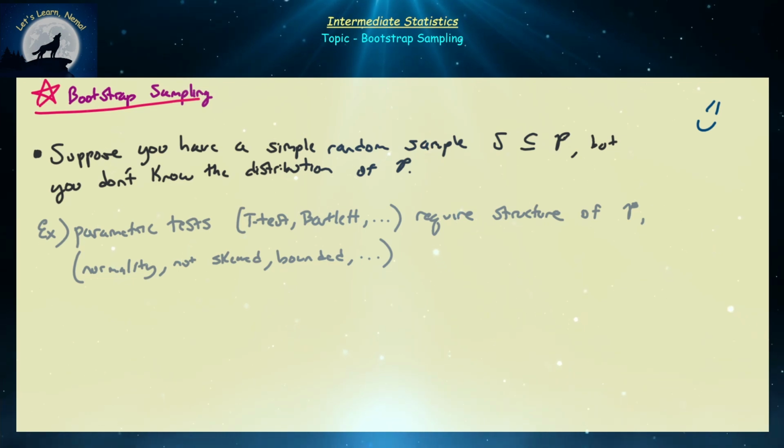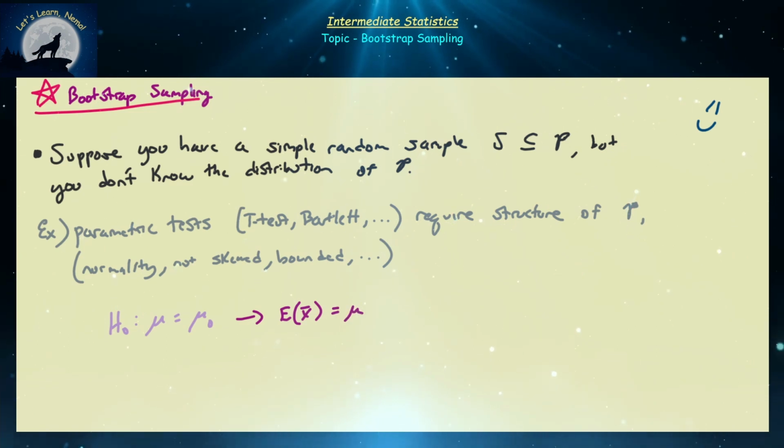Now, sometimes we can get away with not knowing the distribution of P. For example, let's assume that we're doing a hypothesis test on the mean of a particular population, because usually what we do to estimate the mean is we use the expected value of x bar, because x bar is an unbiased estimator of the mean. So we don't necessarily know the distribution that this mean is associated to, but we want to, say, build confidence intervals for this particular mean, right?